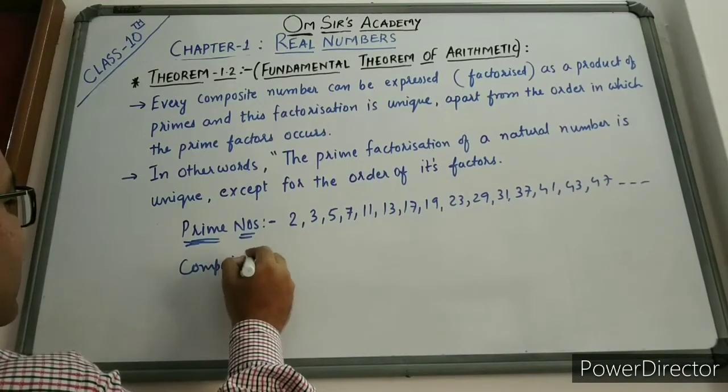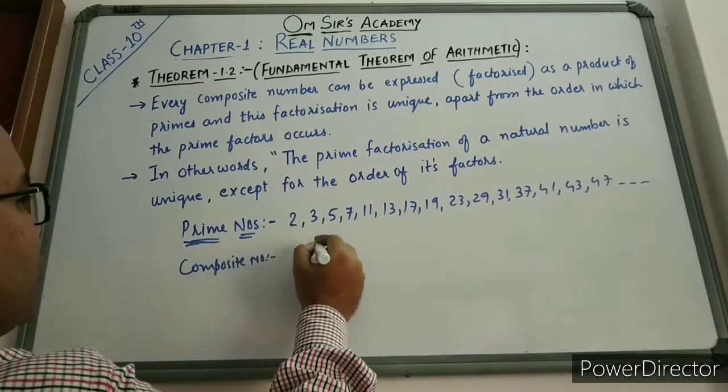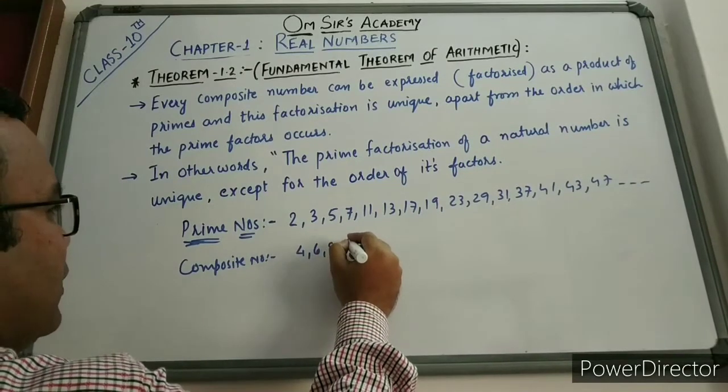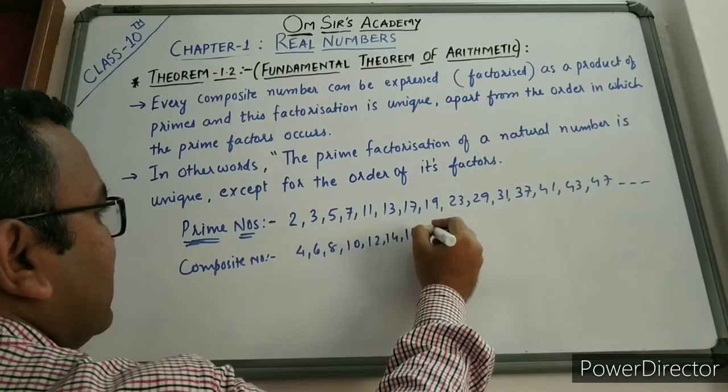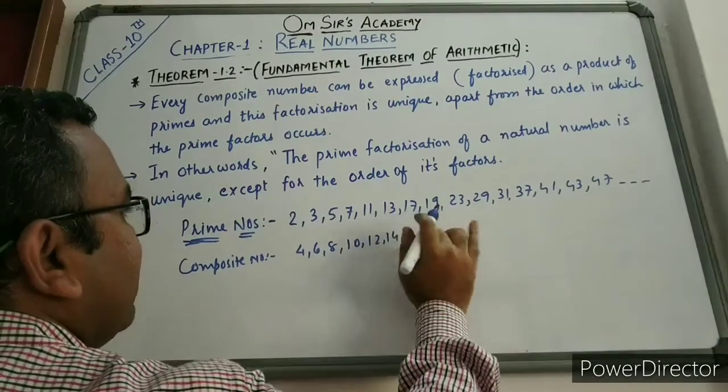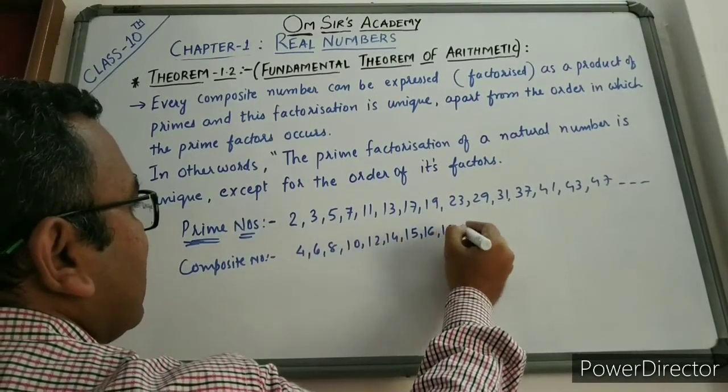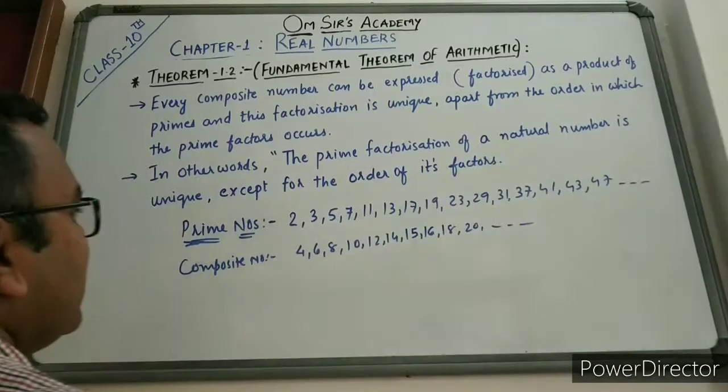Okay, so composite numbers are, say, 4, 6, 8, 10, 12, 14, 15, 16, 18, 20 and so on. Is it clear friends?